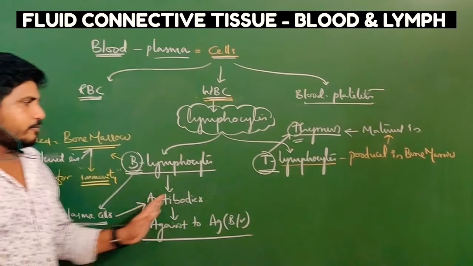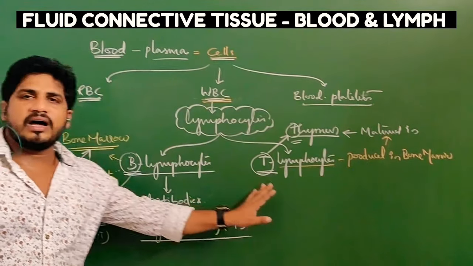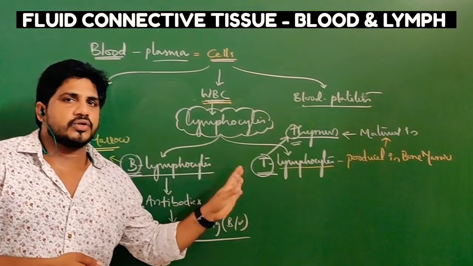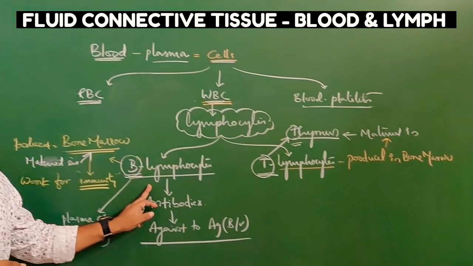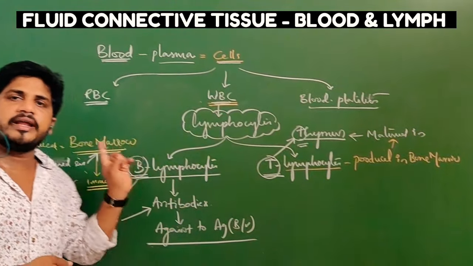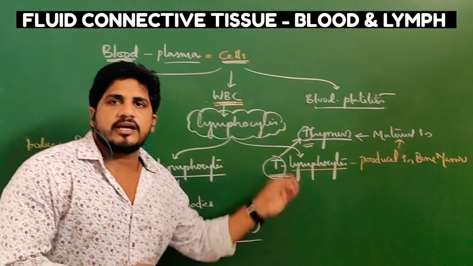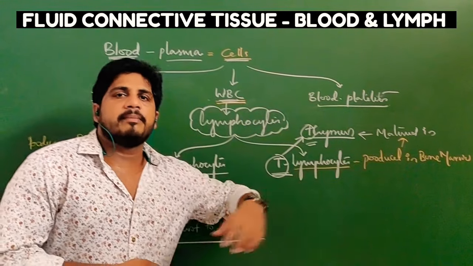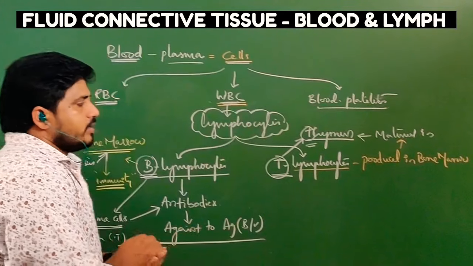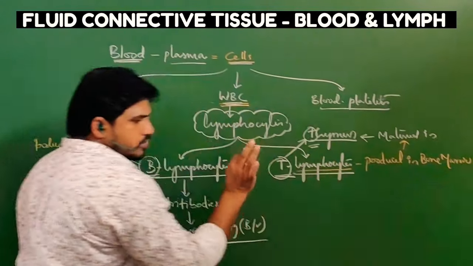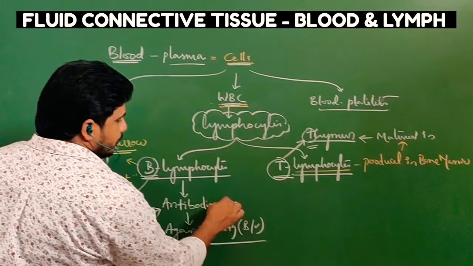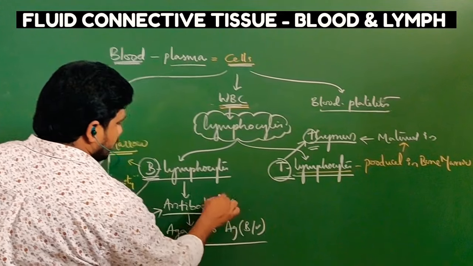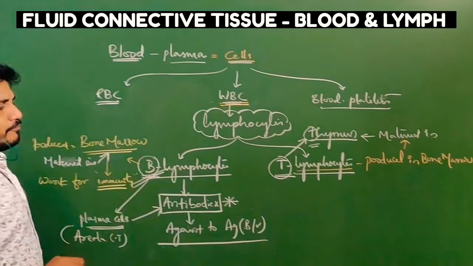The difference between B lymphocyte and T lymphocyte is both are lymphocytes and belong to agranulocytes. B lymphocytes are born and matured in bone marrow, but T lymphocytes are born in bone marrow but matured in thymus. T lymphocytes cannot produce antibodies. This is a very important character. Antibodies are produced by only B lymphocytes.